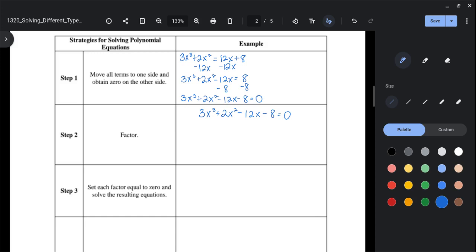So now we look at how many terms we have. Well, we have 1, 2, 3, 4 things being added and subtracted together. So we have a 4-term polynomial. And our one strategy we had for that was factoring by grouping. So let's go ahead and do that. To factor by grouping, remember we put parentheses around our terms. Let me just rewrite this actually.